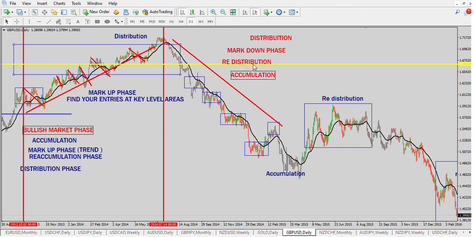Now, this is what you want to see. You want to see a distribution of price, a markdown phase, a redistribution, and accumulation. It starts with what? Distribution, and ends with what? Accumulation. This is how the bearish market phase starts, with distribution, and it ends with accumulation.